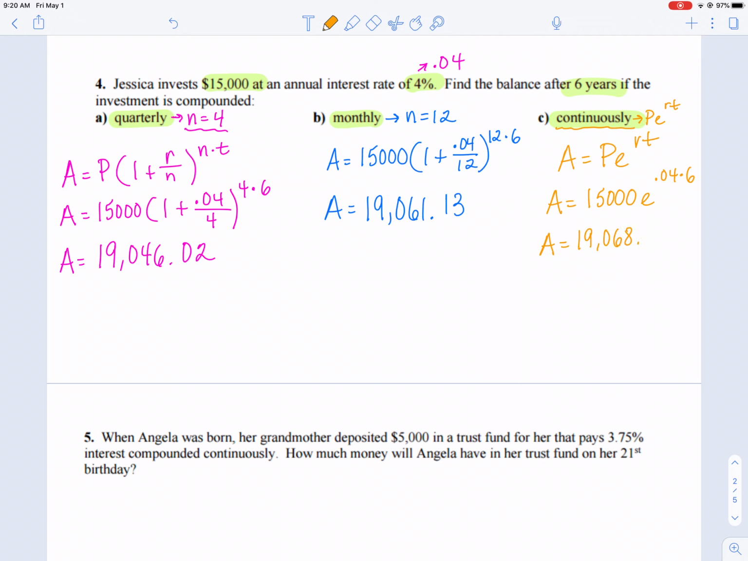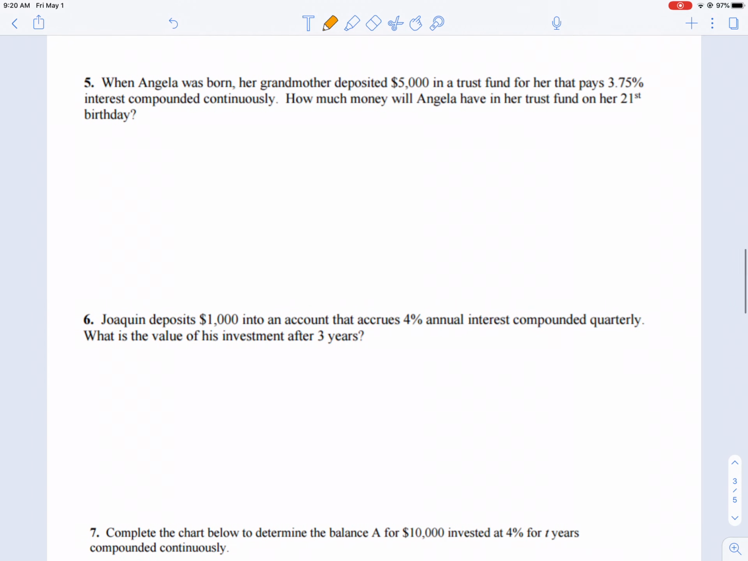19,068 and 74 cents. So clearly you see which one is going to give you the most money, and that would be continuously, because the more you compound, the more money you are getting. Okay, so let's take it in another one.